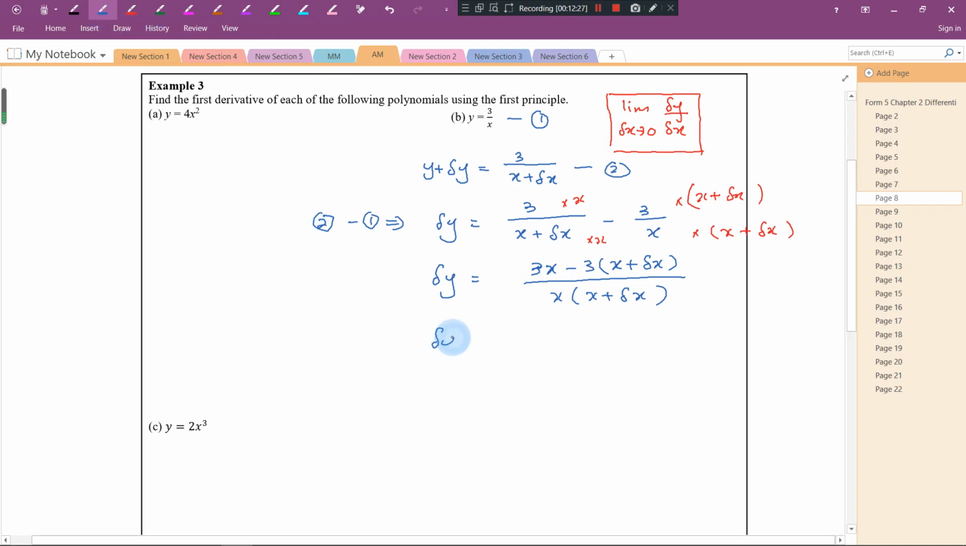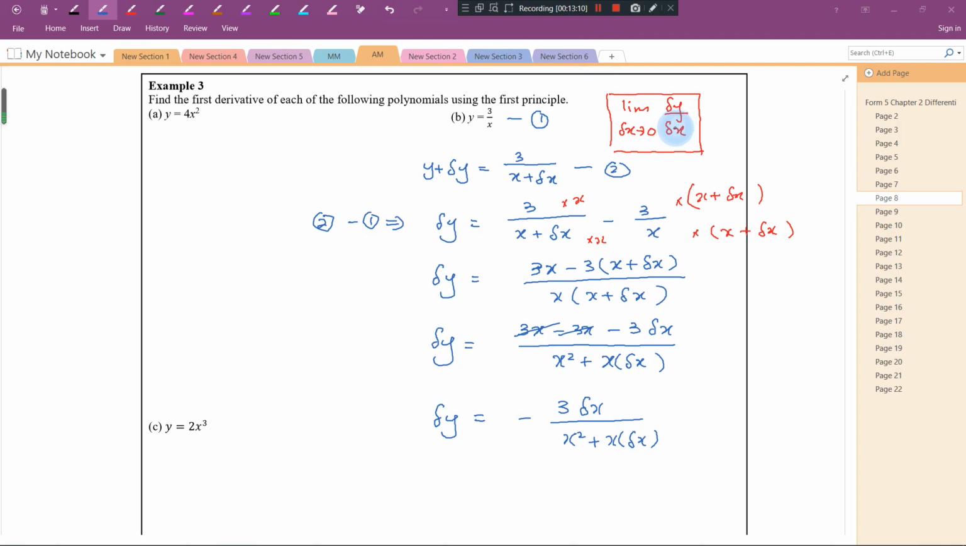Okay, let me proceed. Delta y is equal to 3x minus 3x plus 3 delta x. Oh, sorry, this is not plus because negative times positive becomes negative. This becomes negative. And here we have x squared plus x delta x. 3x minus 3x, no more 3x. Now we only have delta y is equal to negative 3 delta x over x squared plus x times delta x.